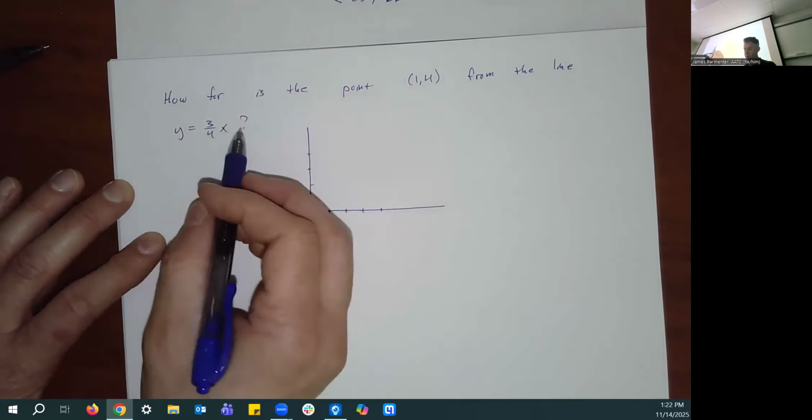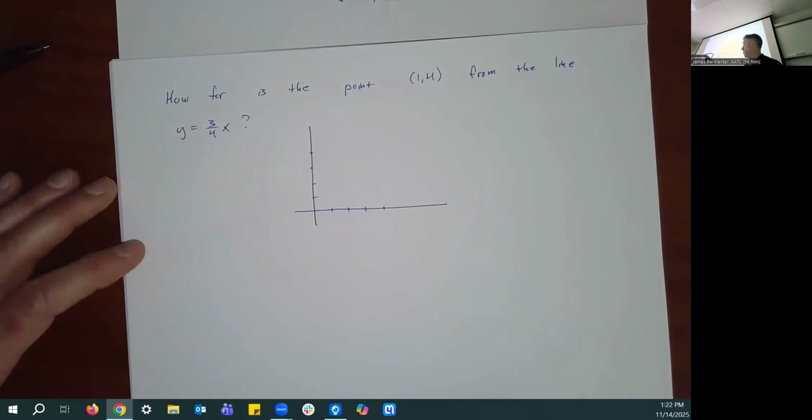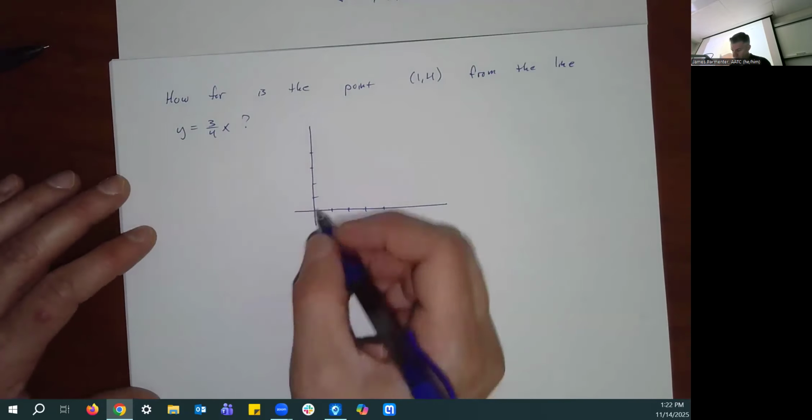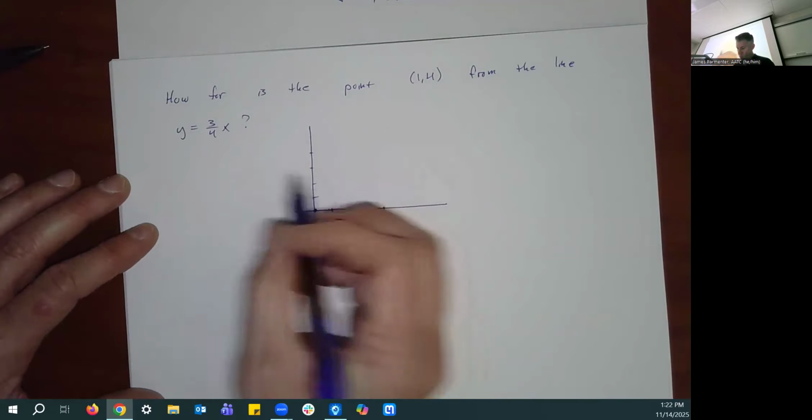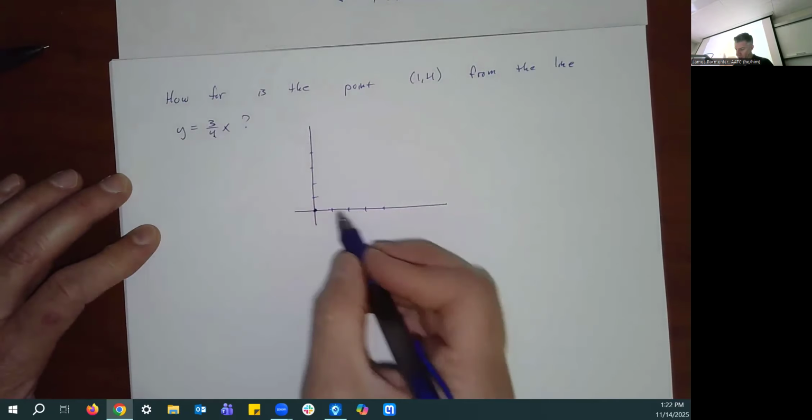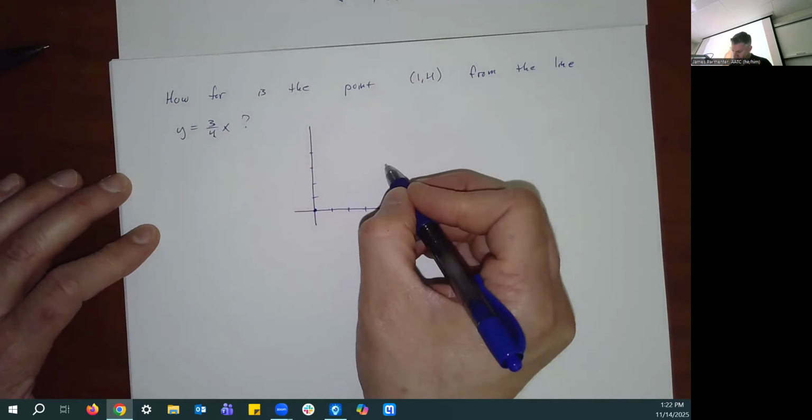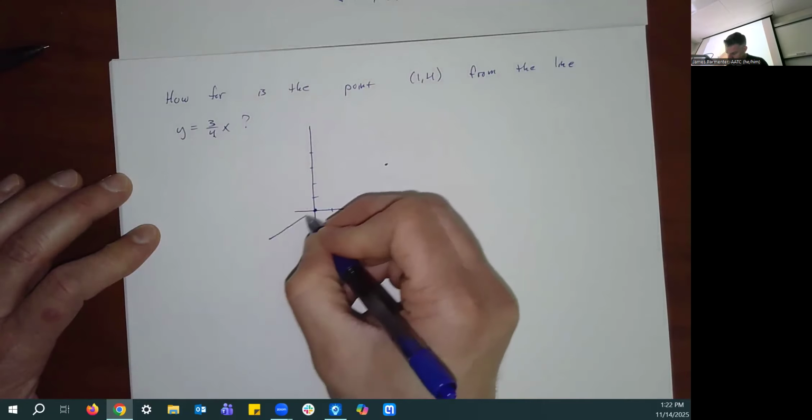So the line y equals 3/4 x is a straight line with a slope of 3 over 4. Starting at the origin, we have a rise of 3 and a run of 4. So we're going over 4 and up 3. So our line looks like this.